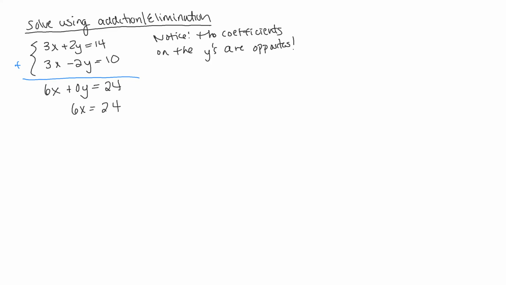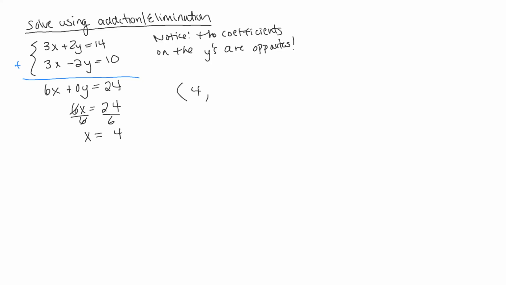So what happens when you get the coefficients on one of the variables to be opposites, when you add the equations, that variable cancels out or gets eliminated, and then you have an equation with one variable that you can solve. I can solve 6x equals 24. So I'm going to keep solving. I'm going to divide both sides by 6. 6 divided by 6 is 1. 1 times x is x. 24 divided by 6 is 4. So I've got the first part of my ordered pair solution. We know that x is 4.